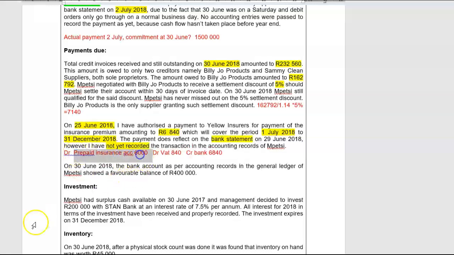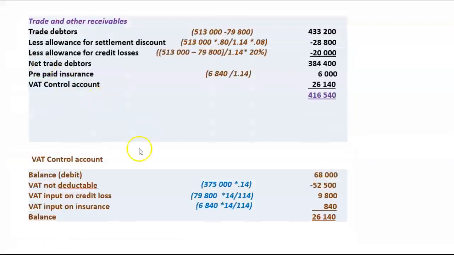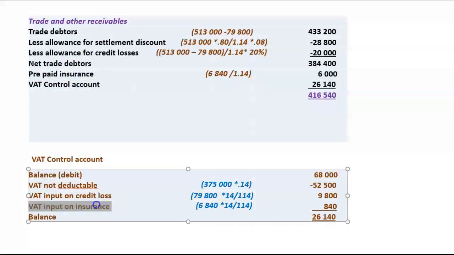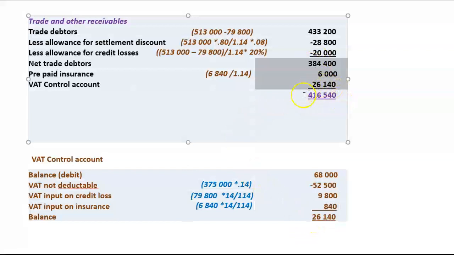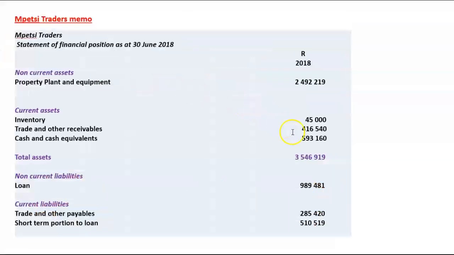Now, prepaid insurance is part of trade and other receivables. So if you go back to our trade and other receivables calculation, there's our prepaid insurance of 6,000 Rand. Also, we're going to claim the VAT input on the insurance of 840 Rand. So now it looks like this computation is complete. So we can calculate the final balance on the VAT control account, transfer that to trade and other receivables, and then add all the trade and other receivables together to give us 516,540, which is reflected on the face of the statement of financial position.